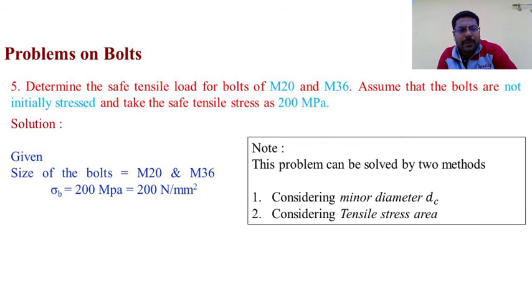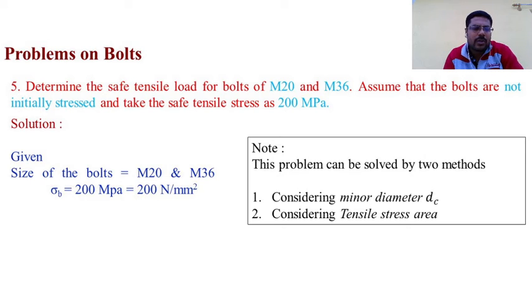Then we go for the fifth problem. Determine the safe tensile load for the bolts M20 and M36. Safe tensile load we have to find here. Already given M20 and M36 bolts. Assume that the bolts are not initially stressed. Take safe tensile stress is equal to 200 megapascal.